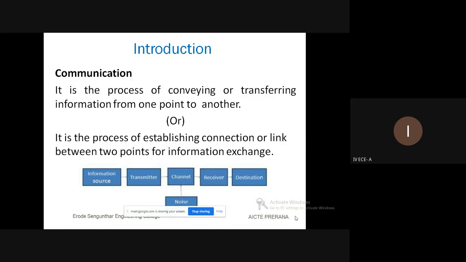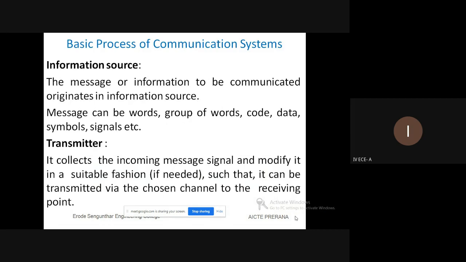The below one is the block diagram of the communication system. The blocks present in this communication system are information source, transmitter, channel, receiver, and destination. Let us discuss the function of each block in the next slide. Information source: here, the message or information to be communicated originates. The message may be words, group of words, code, data, symbols, signals, etc.